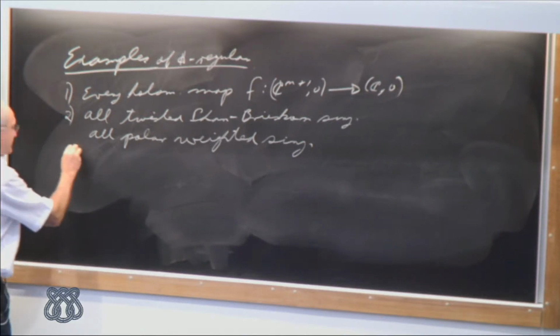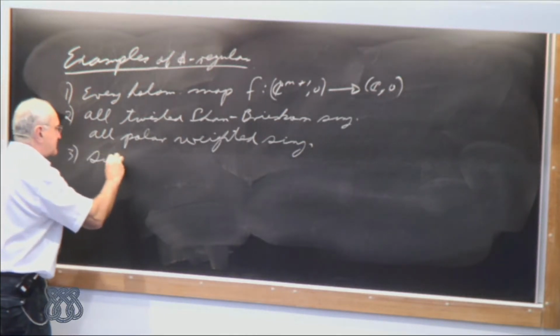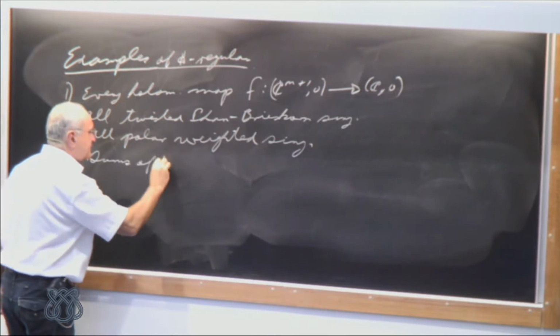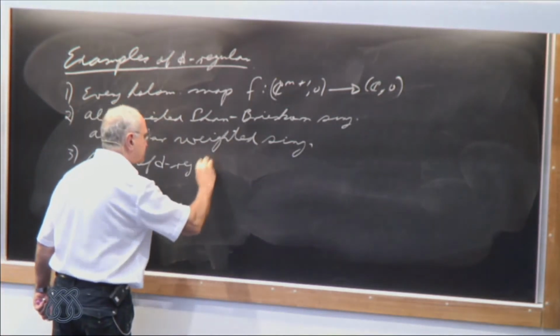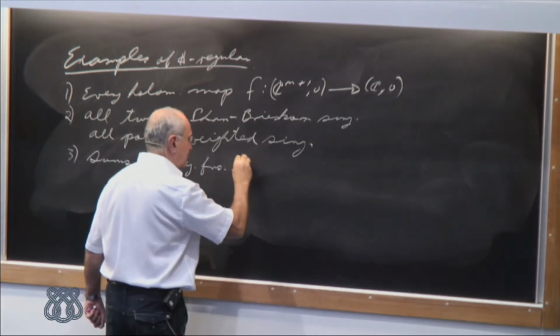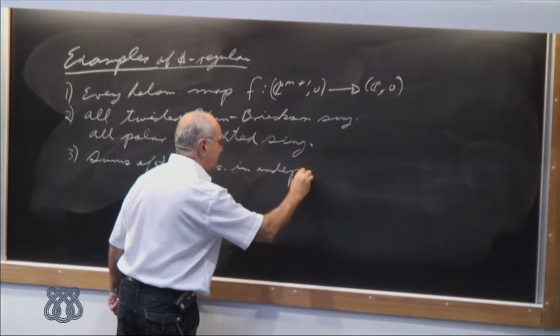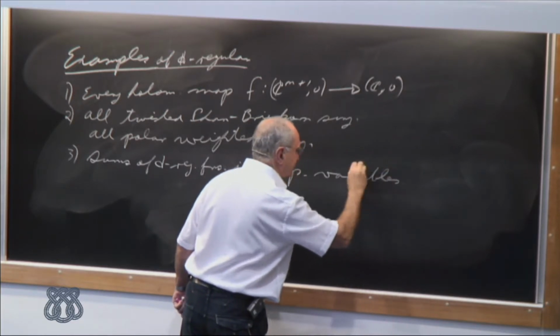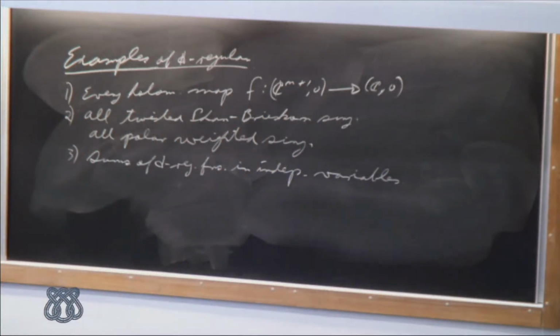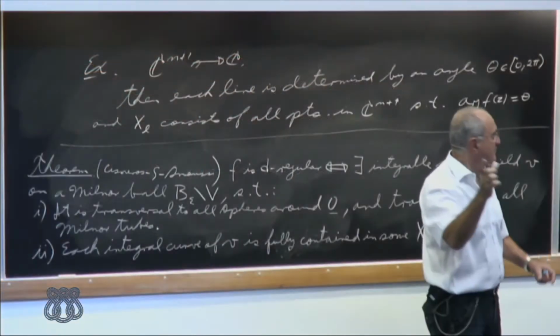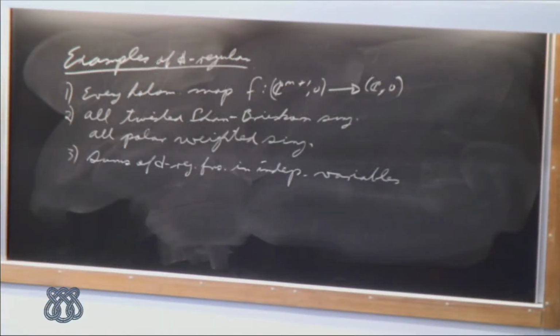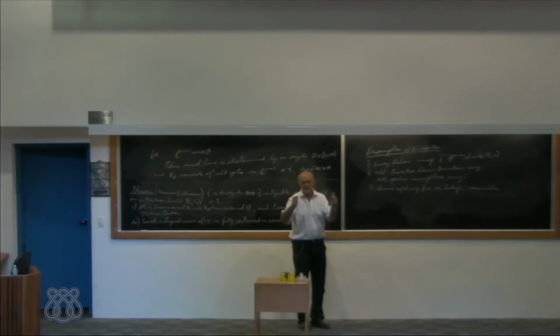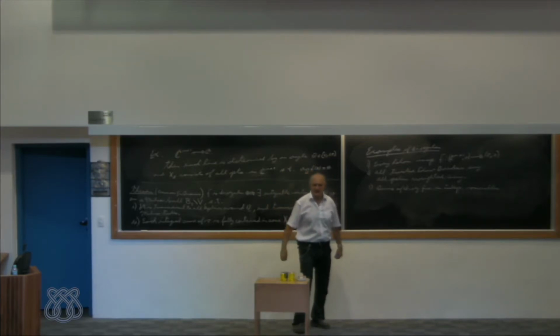Well, sums of the regular functions in independent variables. So, for example, you can take a complex polynomial in variables z1 up to zn, and then some mixed polynomial in variables w1 to wm. That's going to be, so you have a large family of this regular.